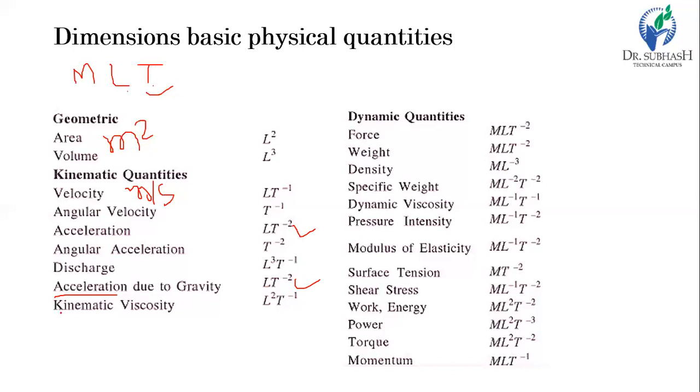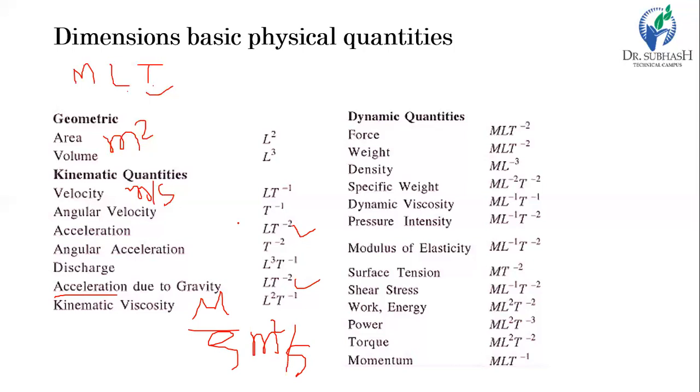Then kinematic viscosity is nothing but mu divided by density. It has a unit of meter square per second. So it uses the length parameter two times and the time parameter one time, but time is in the denominator, so it is negative.